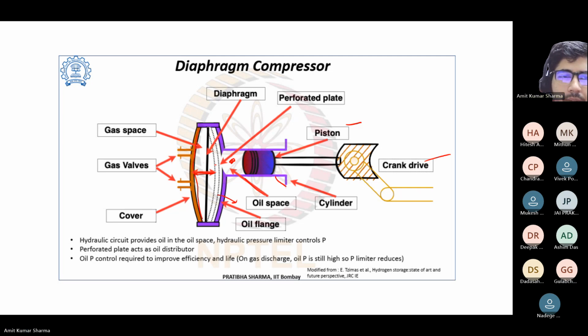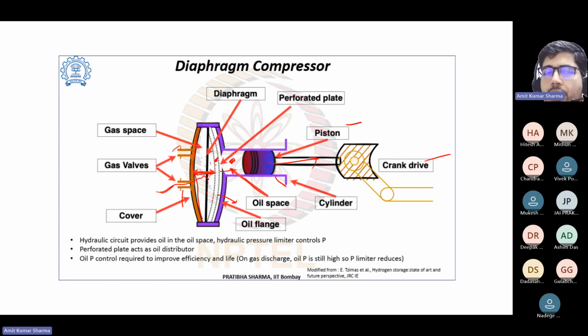These are the ports, inlet and outlet. This is the gas space. When there is suction, the piston will come down, so the diaphragm will come to this side, to this position. What will happen? The inlet valve will open and the hydrogen gas comes inside this chamber.